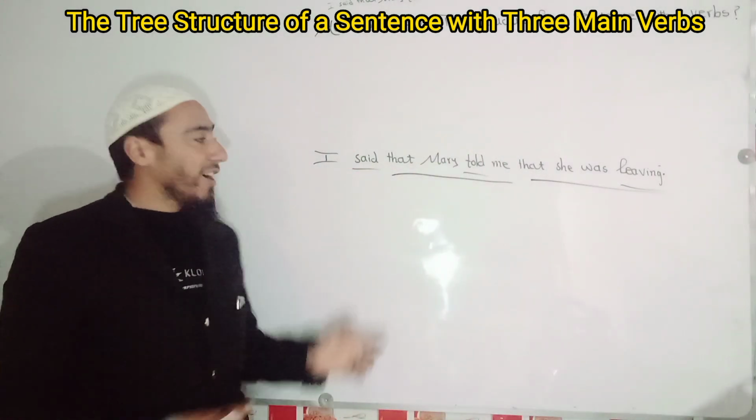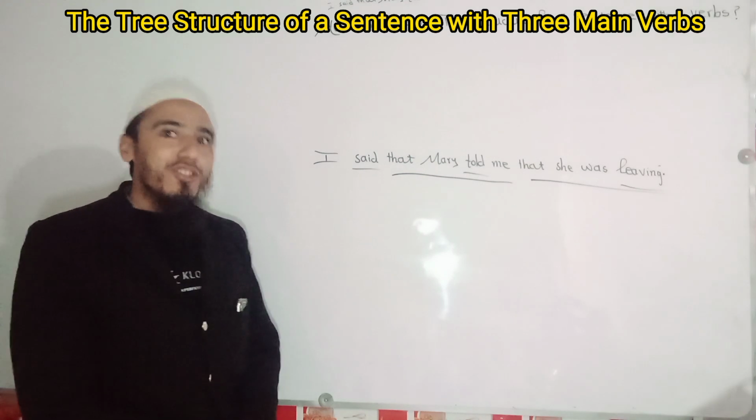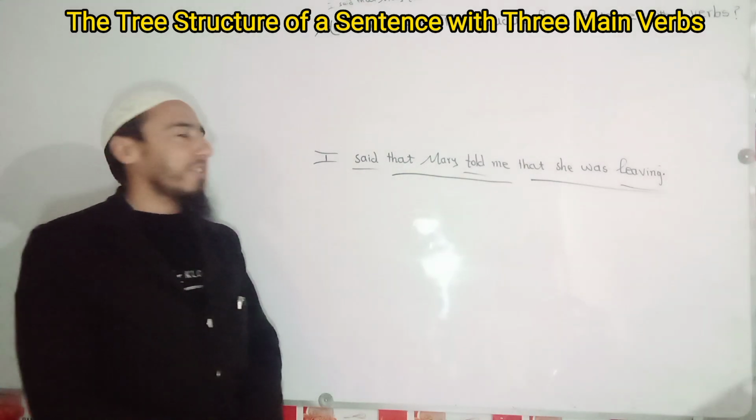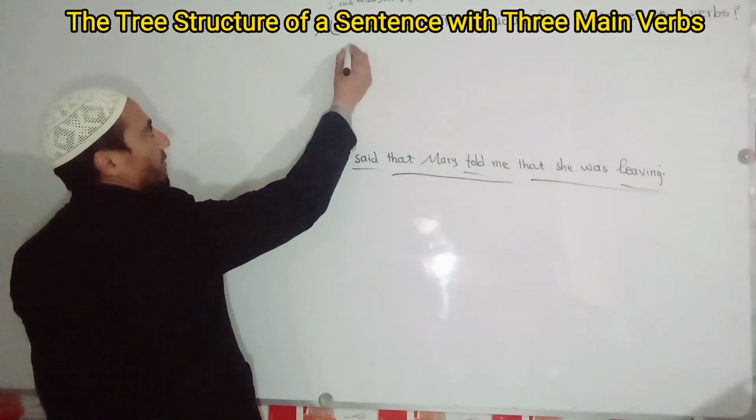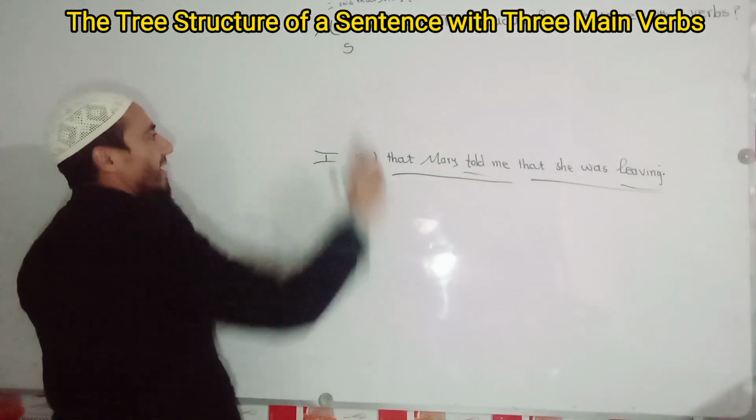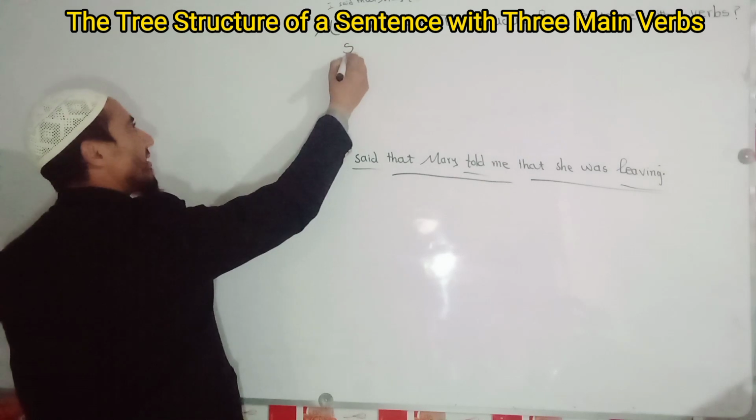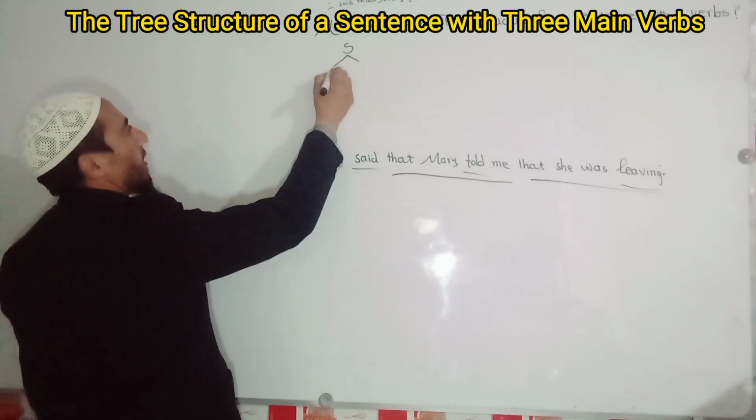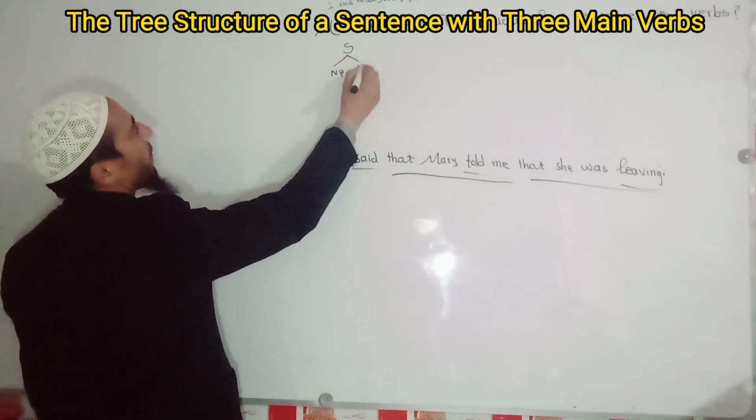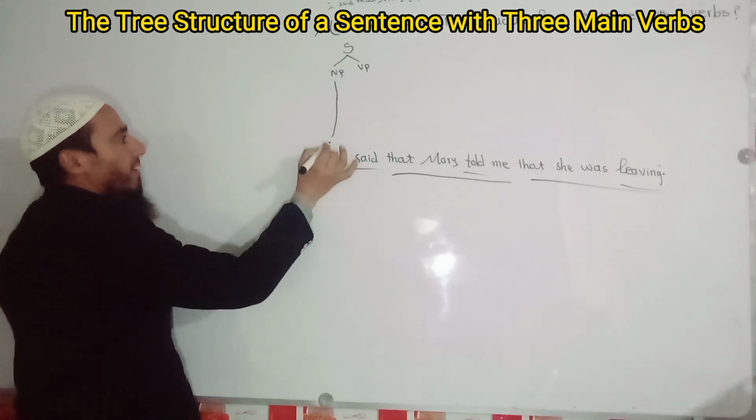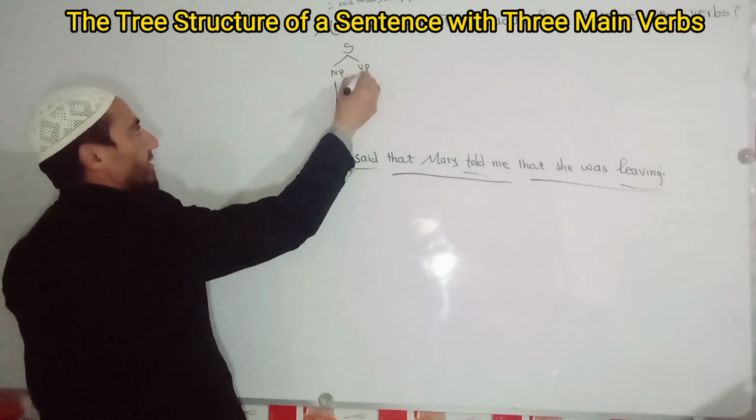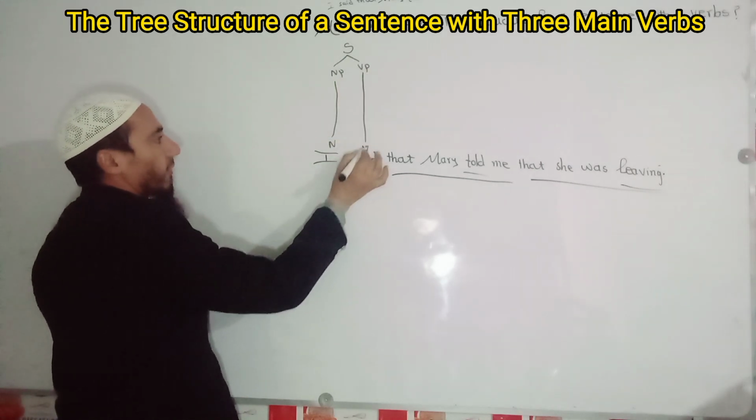The question is how to draw the tree structure for this. Now, see, we have S. S means sentence. In the sentence, we have NP and VP. Now, here I, that is NP, that is N, and that is V.